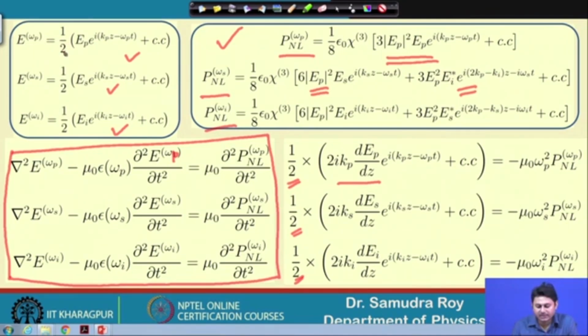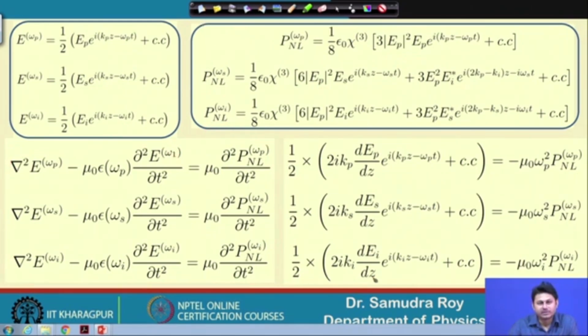And also the P nonlinear terms, on the right hand side, is the derivative with respect to P nonlinear. So, it will be P nonlinear omega with mu 0 omega p square, because when I take a derivative of this quantity with respect to t, the only thing that will come out is omega p. In this case it is omega s square, it is omega i square, with a negative sign in all the cases. So, these are the compact forms of the equations we have.